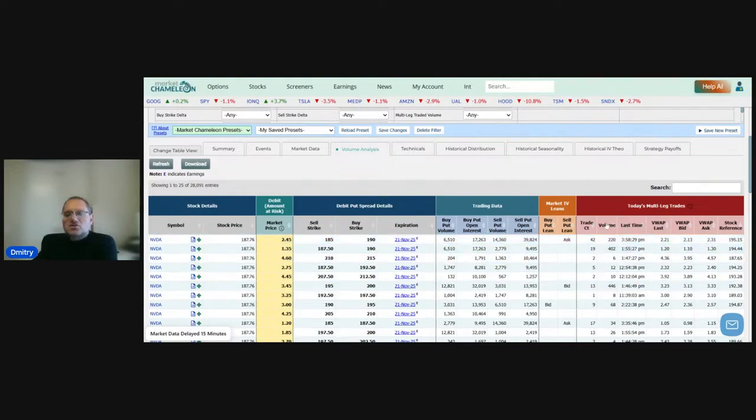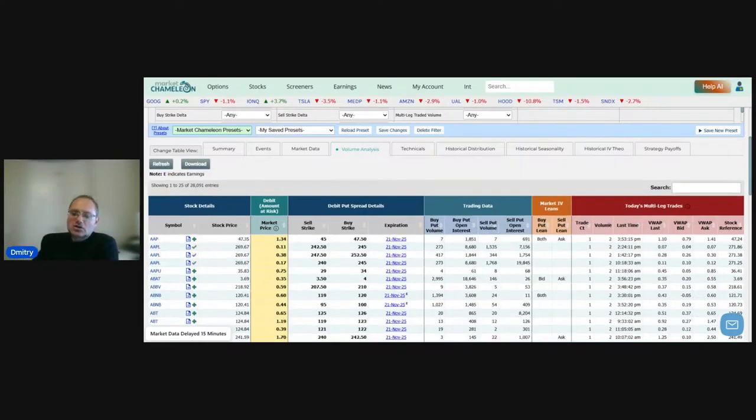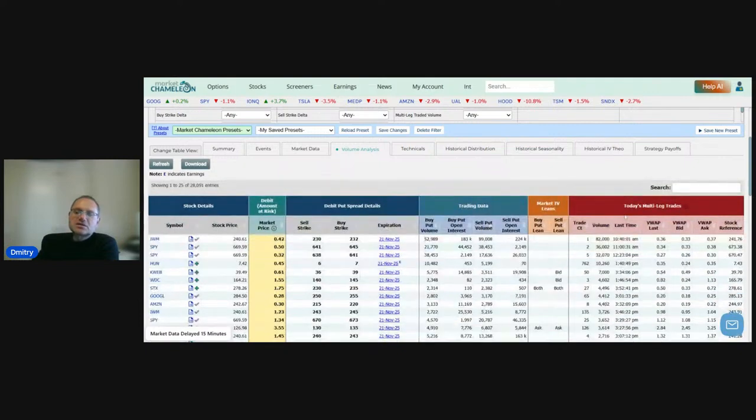So if we just look at this volume and click on it, it'll start sorting lows to highs, highs to lows. So let's click on it again because these are the lowest. So let's go from highest. Now we see 82,000 contracts in total traded in the IWM November 21st, 232, 230 put spread.